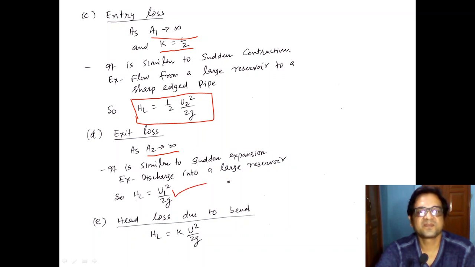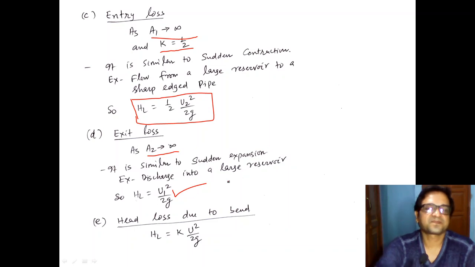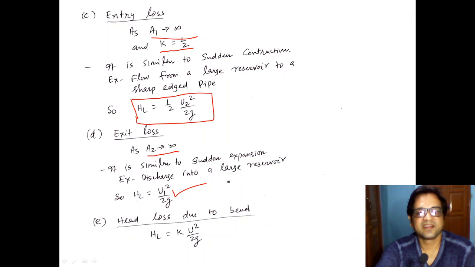Similarly, in a pipe, there may be a requirement for bends, maybe 90-degree bends, or U bends, 180-degree bends. That is also similar to the exit loss, but multiplied by a constant, and this constant value depends on which type of bend we use. So head loss due to a bend HL equal to K into U square by 2G.